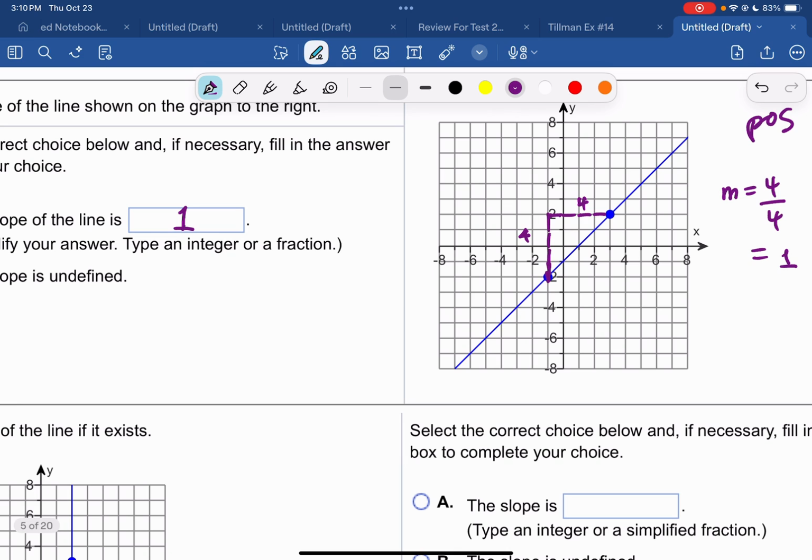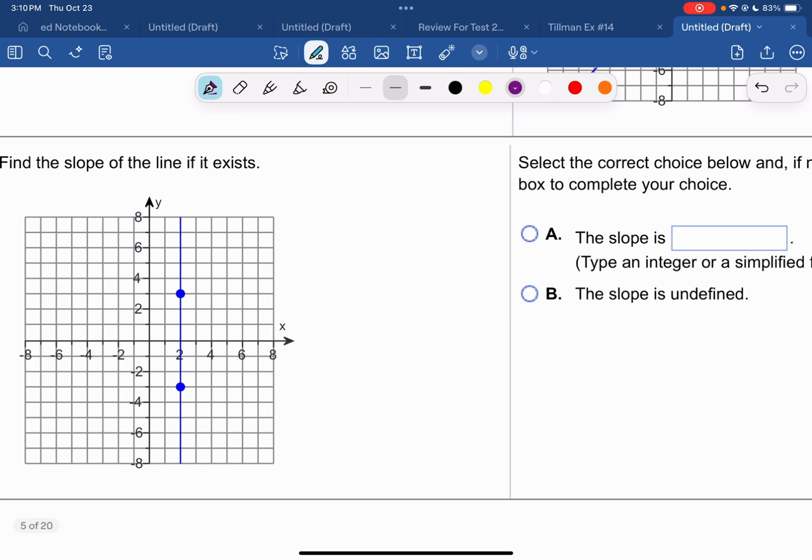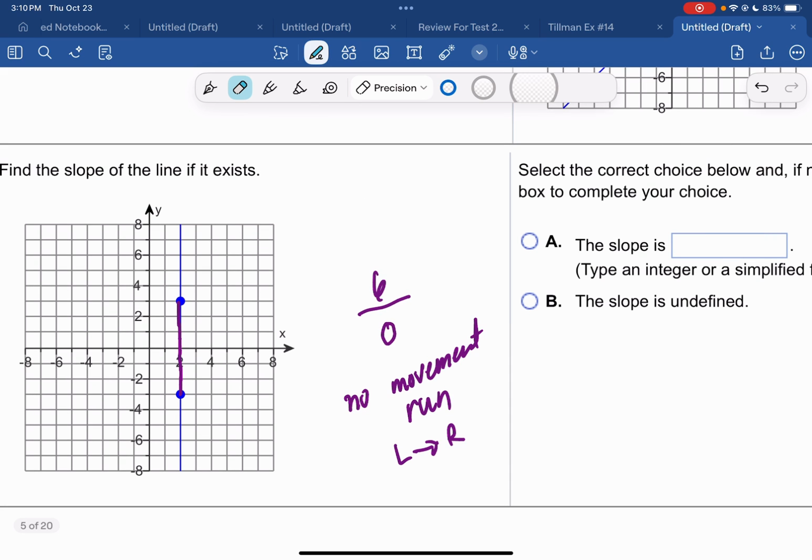That means I could go up 1 over 1, up 1 over 1, up 1 over 1, up 1 over 1, and still be on the line. Now this one, again, we know is undefined because when we do this, we get a 0 denominator because there's no movement for the run. That's the left to right, okay? We do go up 1, 2, 3, 4, 5, 6, but it's 6 over 0. So 6 over 0 is undefined.